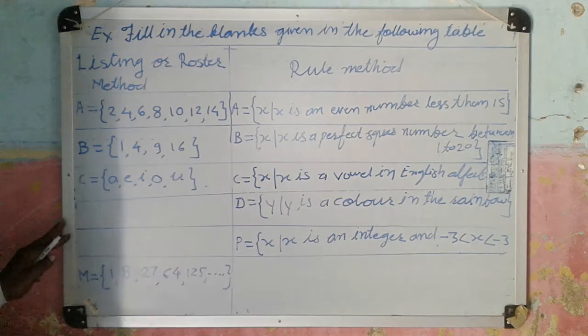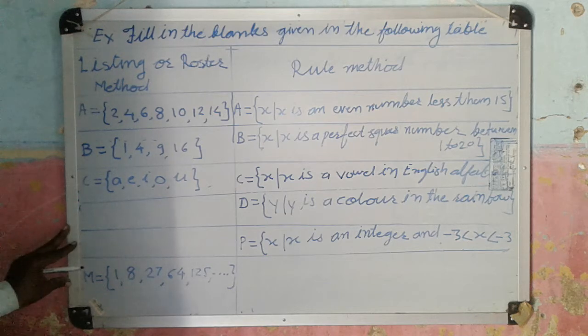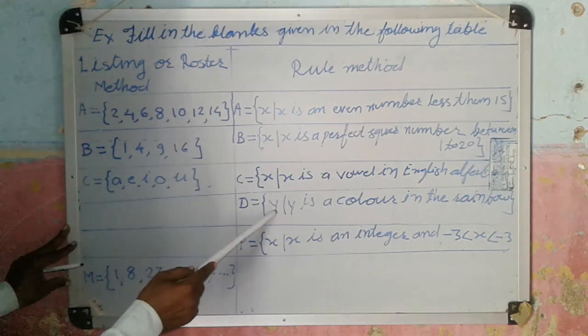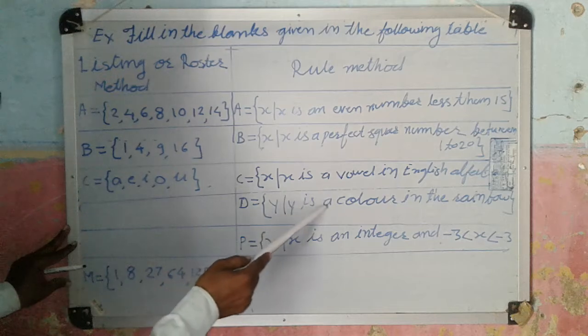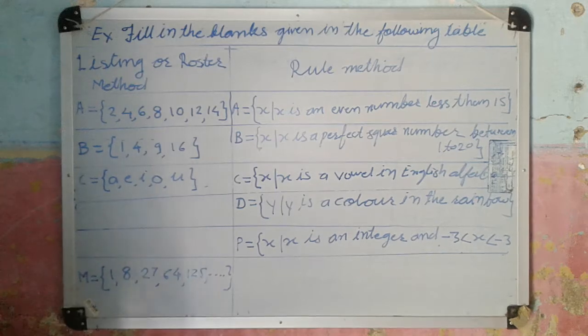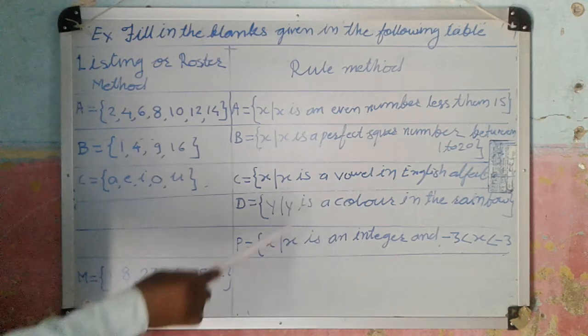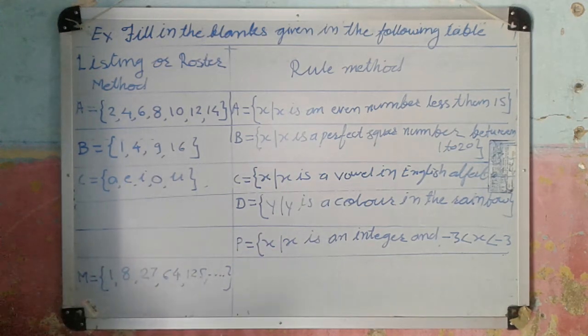Now, in fourth example, this set is given by rule method. D is a set of all y such that y is a color in the rainbow. So you know there are 7 colors in the rainbow, and those colors are red, orange, yellow, green, blue, indigo, violet. So you have to write all these colors here in curly brackets.